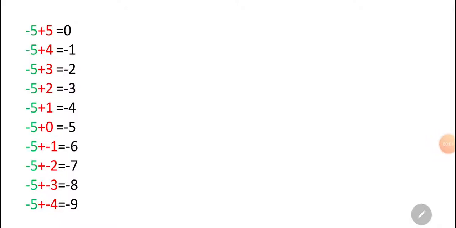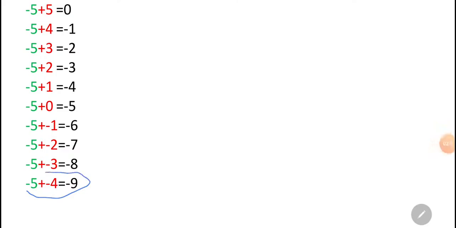In this series of additions, we are seeing what happens when we add numbers to negative numbers. As you can see in green, I've got negative 5, and each time I'm adding a number to it. So here I'm adding 5 to negative 5. Negative 5 add 5 is 0. Negative 5 add 4 is negative 1. As you can see, as the red numbers go from being more positive to more negative, the answer is getting smaller. For example, negative 5 add negative 3 is negative 8.